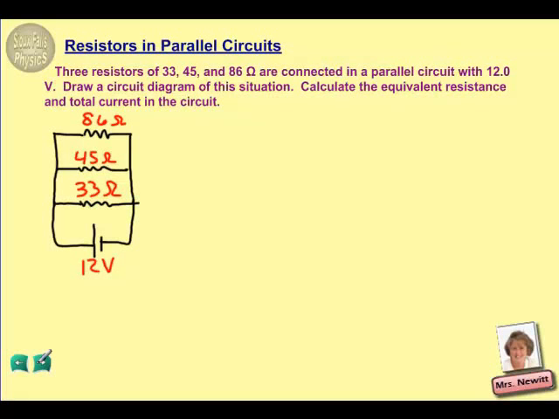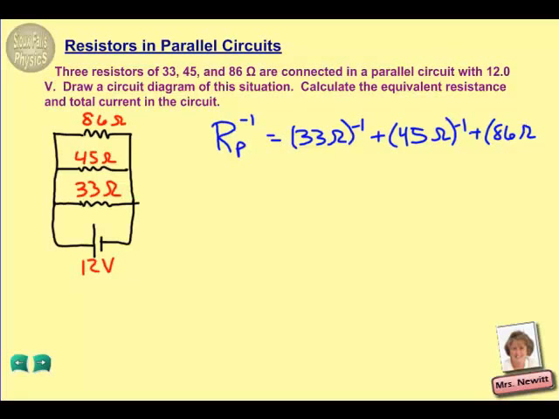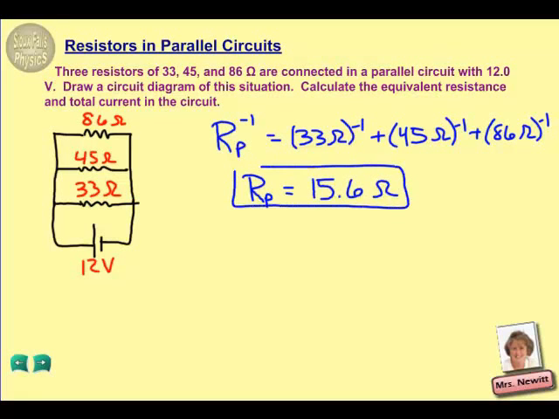And remember that for resistors in parallel, the resistance actually goes down. So we calculate that by adding the inverses. So 33 ohms, 45 ohms, and 86 ohms will all be added as their inverses. And the final answer, again remembering to take the inverse as your final step, turns out to be 15.6 ohms as the equivalent resistance for the entire circuit.